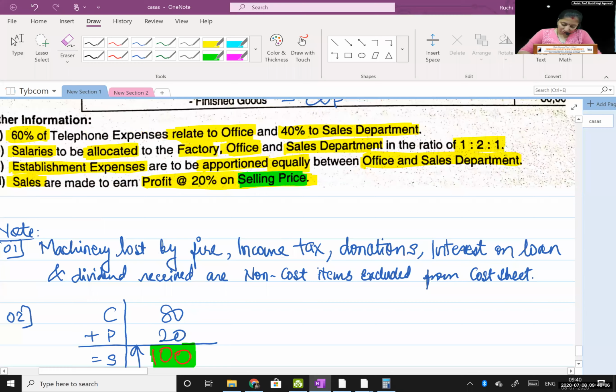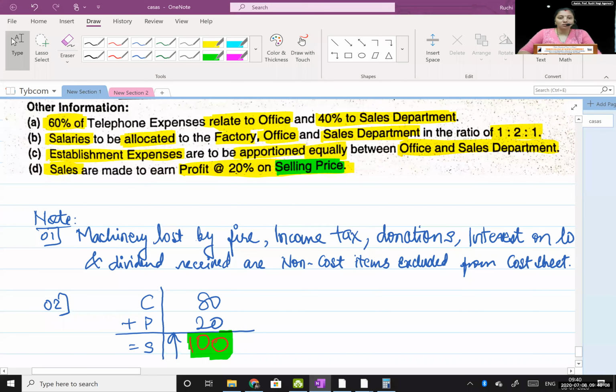So this year also in this question, units produced and units sold were not given. So it is type 1. So when we make the cost sheet, we will not prepare the CPU column. Okay? Clear?